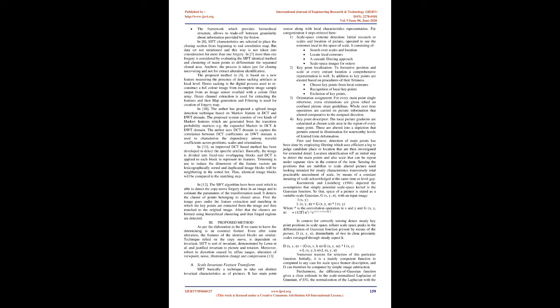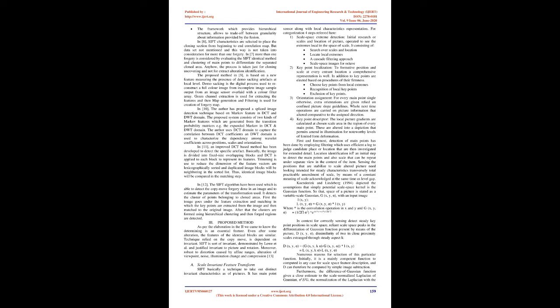In 11, an improved DCT-based method has been developed to detect the specific artifact. Basically, the image is divided into fixed size overlapping blocks, and DCT is applied to each block to represent its features. Trimming is used to reduce the dimension of the feature vectors. Vectors are lexicographically sorted, and duplicated image blocks will be neighboring in the sorted list. Thus, identical image blocks will be compared in the matching step.